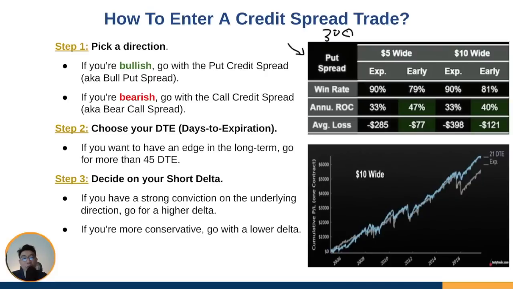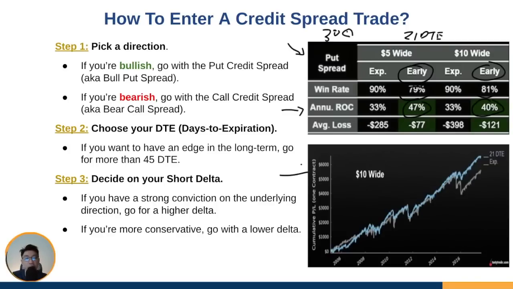Exiting the trade early basically means they exit at 21 DTE. It means there are 21 days left until the expiration of the option, then they take off the trade. As you can see, in both cases it's still profitable. You can see the annual ROC, but what you notice is that if you manage earlier, you get a slightly lower win rate, but your annual return is slightly higher.